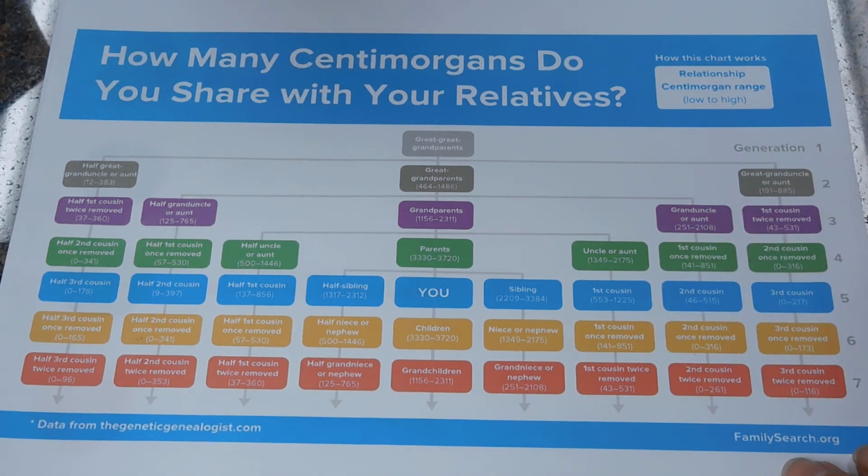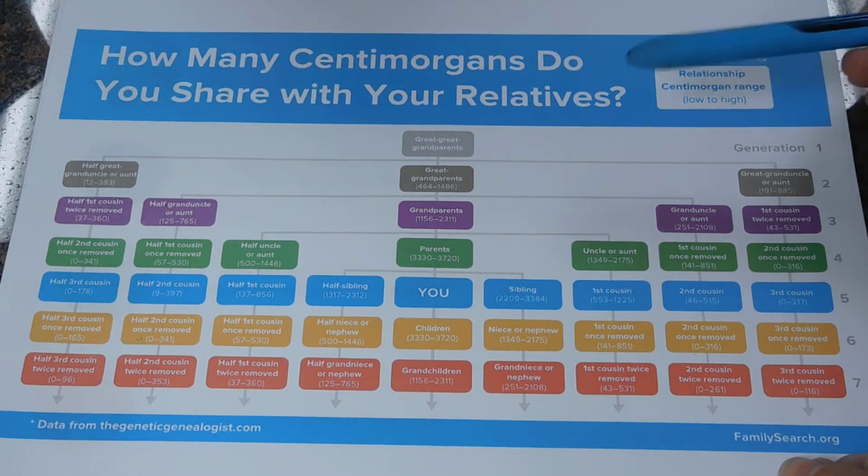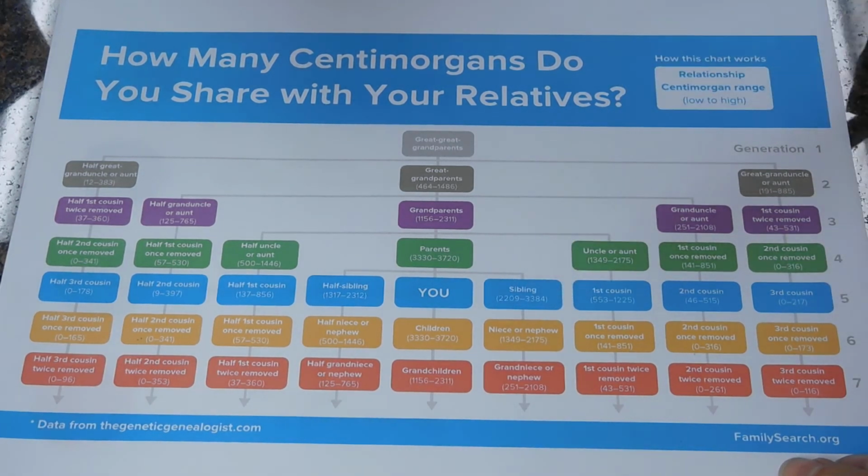Someone who is twice removed is separated from you on the family tree by 2 levels. So your first cousin's grandchild would be your first cousin twice removed. Basically, that explains the family tree situation, hopefully. And if you notice, you've got siblings and their range of centimorgans that they might share with you, first cousins and their range of centimorgans.